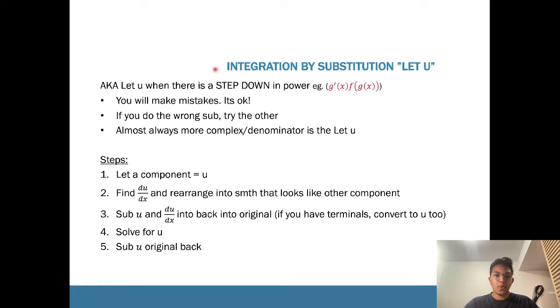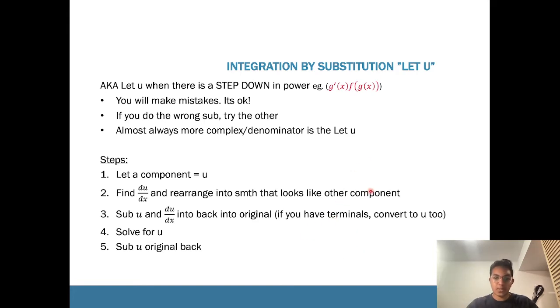So this is like a pretty good rule, I think. Always the more complex something is, that's generally what you want to let U equal. All right. So with our steps, the first bit we want to do is let U equal some component that's part of your integral, right? Then we want to find du dx and arrange dx in a way where we can sub it in to our equation, right? So then we want to sub u and du dx back into the original equation.